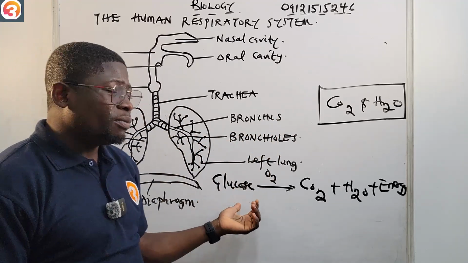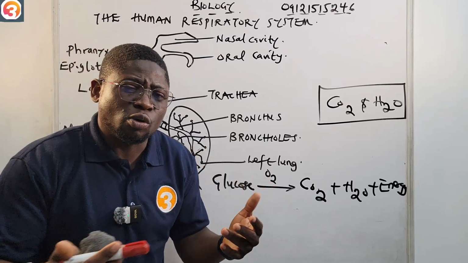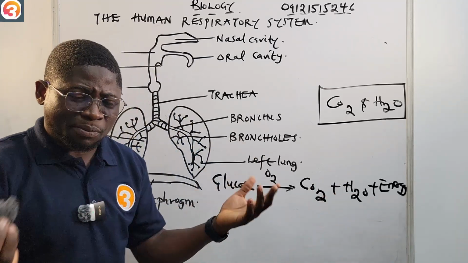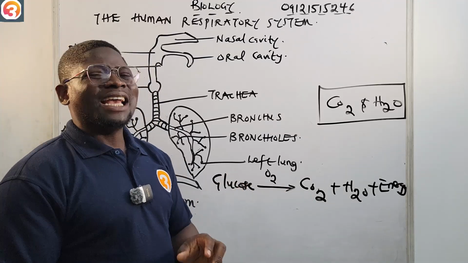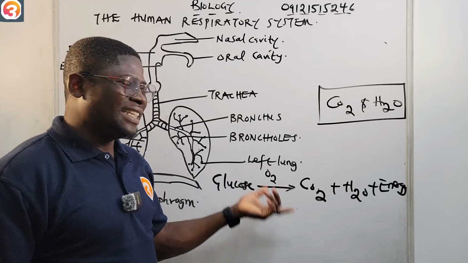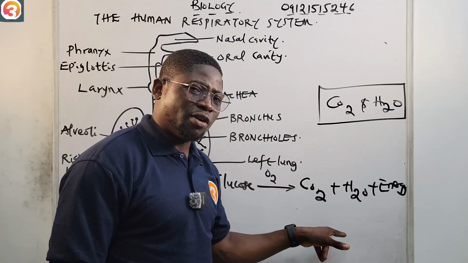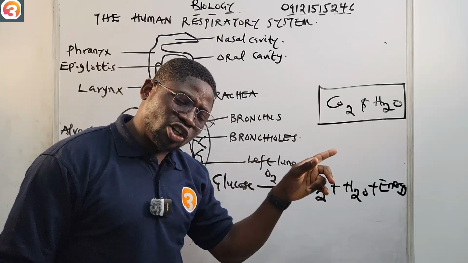So glucose is coming from the digested food, and from there it enters into our bloodstream. It is transported. But this oxygen, where is it coming from? We say that glucose is broken down in the presence of oxygen to release carbon dioxide, water, and energy. Where is this oxygen coming from?